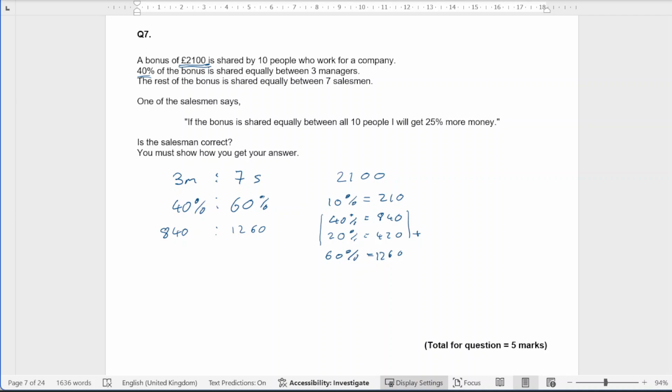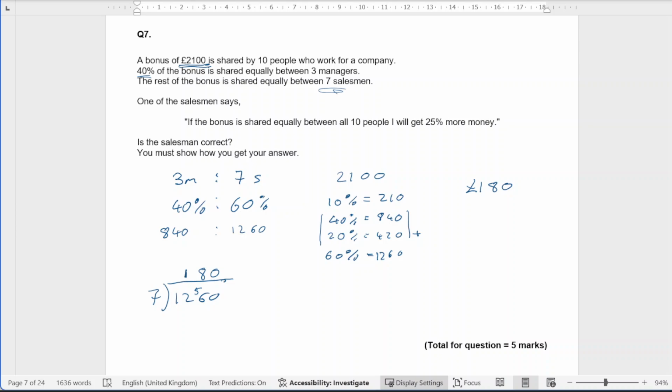So my next step here is I want to work out how much each salesman gets paid. So I need to do 1,260 divided by 7. So 7's going into 12 once with 5 left over. 7's going into 56 8 times. So each person is going to get 180. So that's the bonus each person is going to receive.